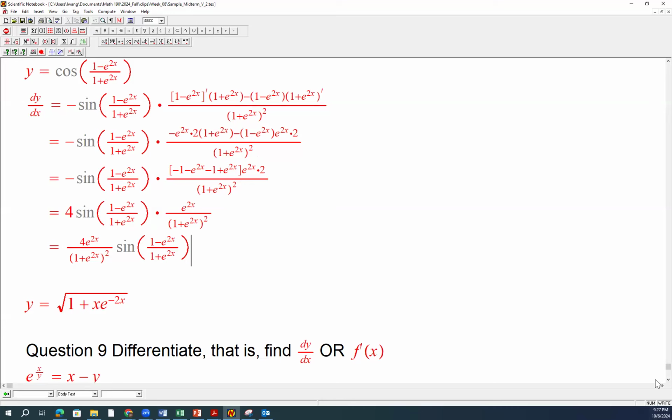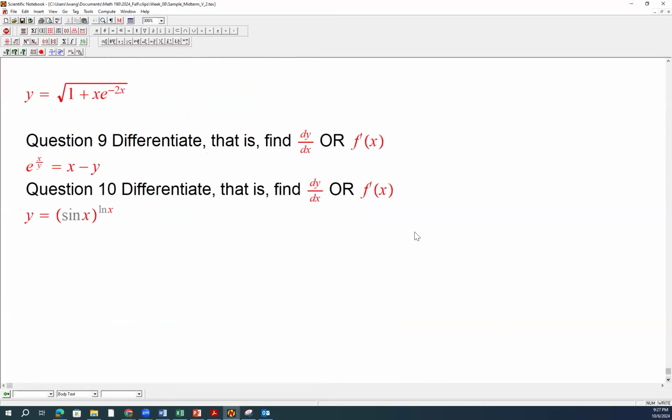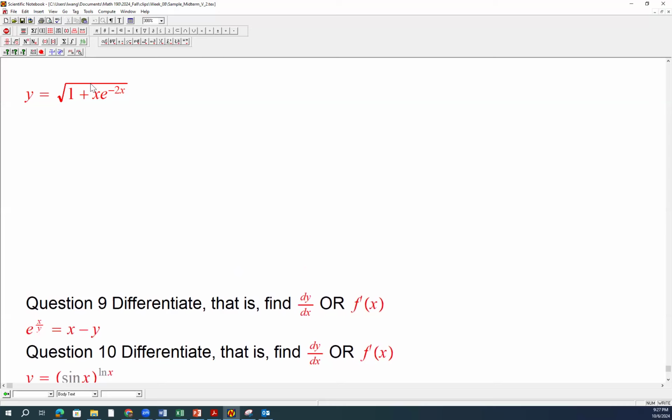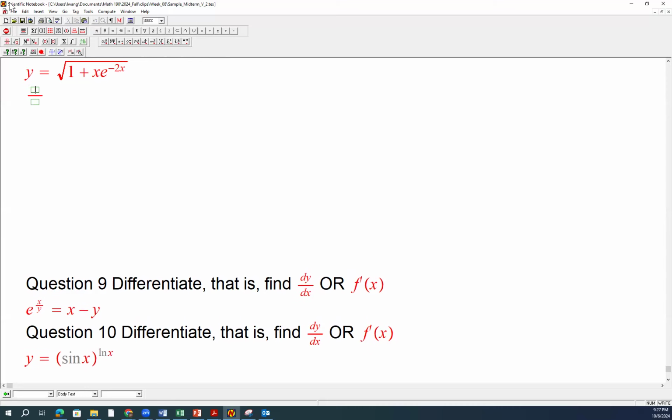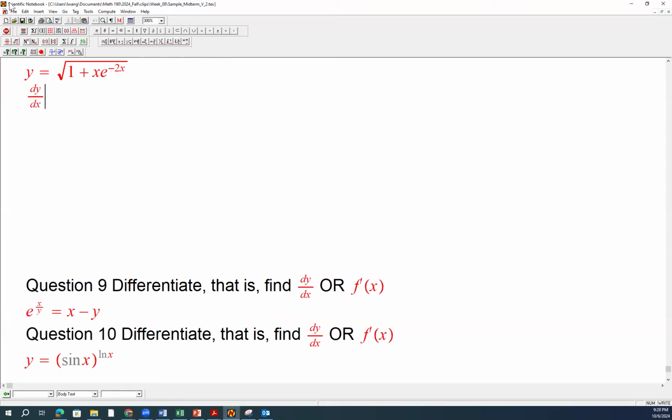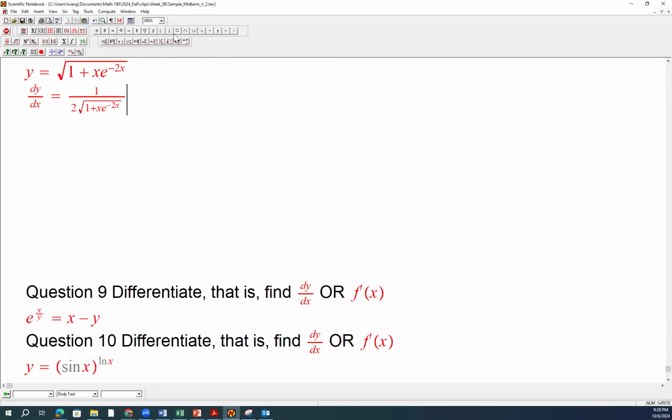Last one in number 8. We're almost done, okay? I'm a little tired. You can take a break. So I'm just going to get this done. dy/dx. Chain rule, obviously, right? So this is going to be 1 over 2 times the root. Okay, then we're going to differentiate all inside the root.